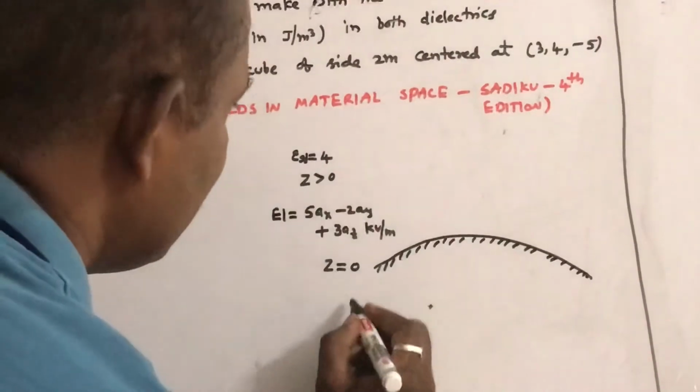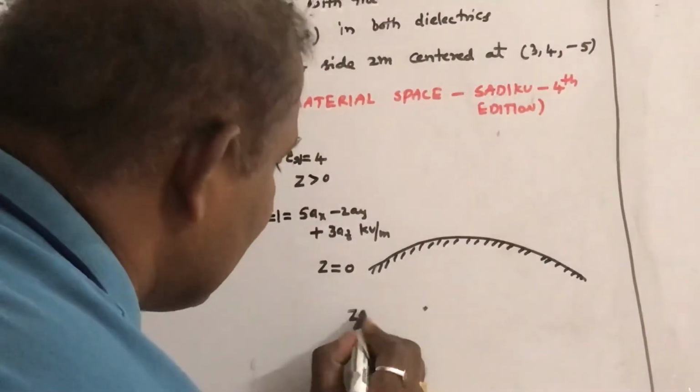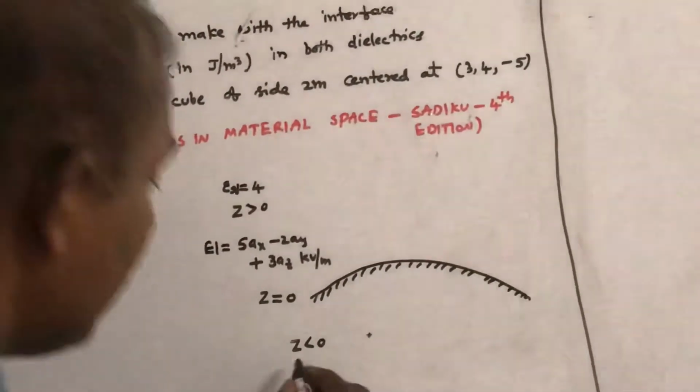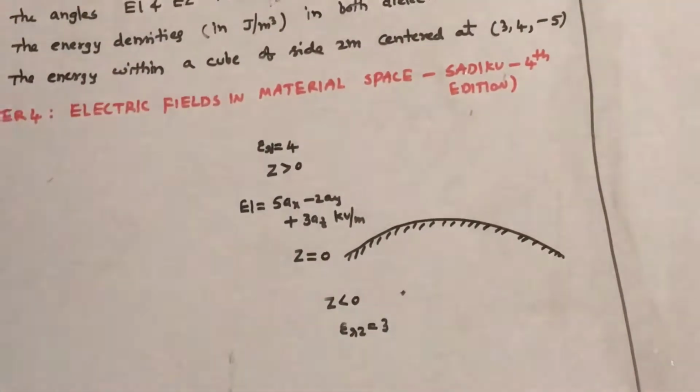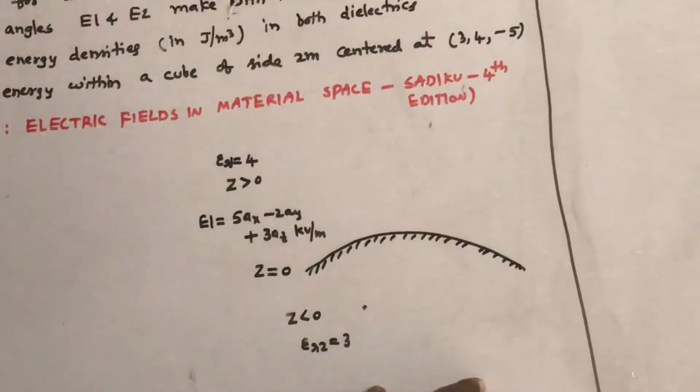So what is this region? This region is the z less than 0 region. What is epsilon r2 in this region? Epsilon r2 is equal to 3 in this medium. Now, what do we want to find out? E1 is given, and we want to find out E2.